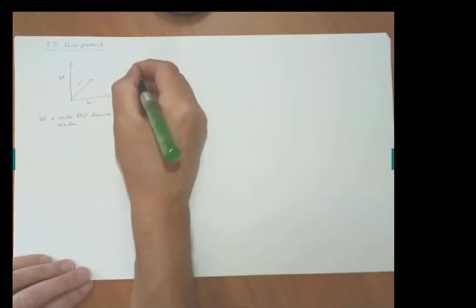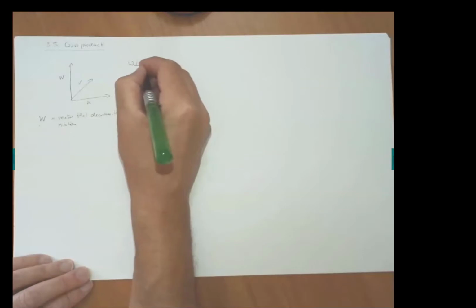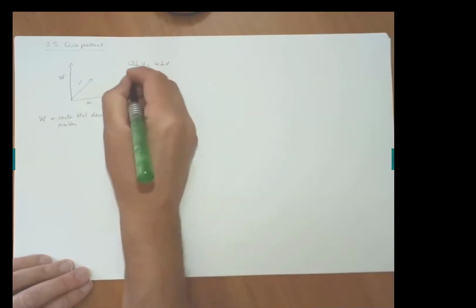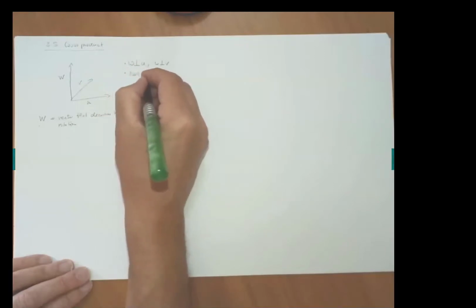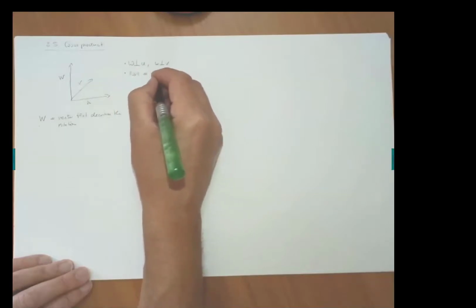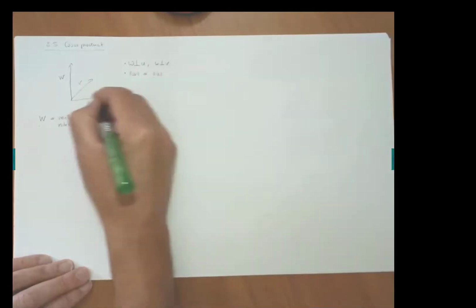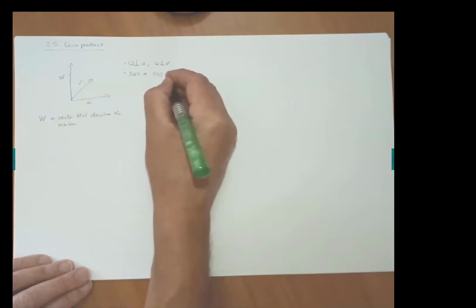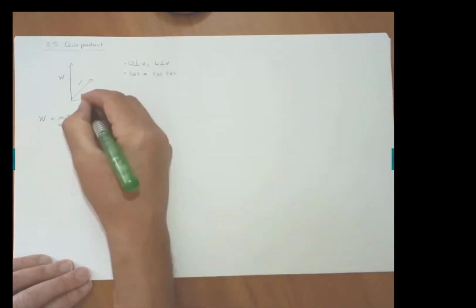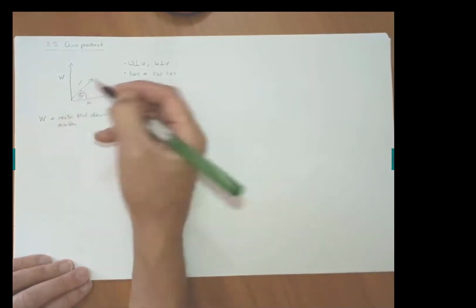Okay, so the vector W is perpendicular to U. W is perpendicular to V. This is one property. The other thing is W, the length of W, remember that's the torque, is proportional to U. If you have a longer handle, you have more power. If you pull harder, you have more power, but it depends also on the angle.